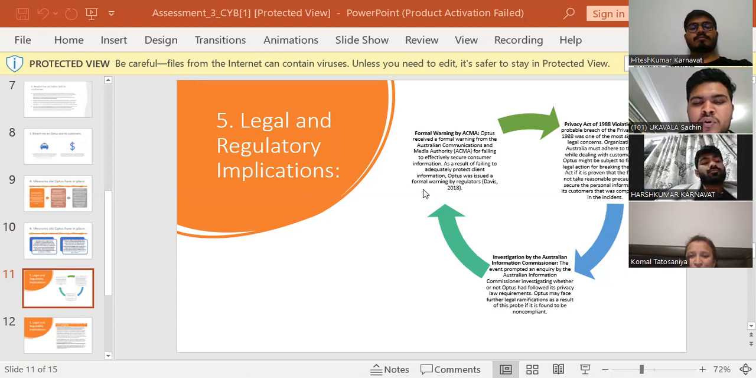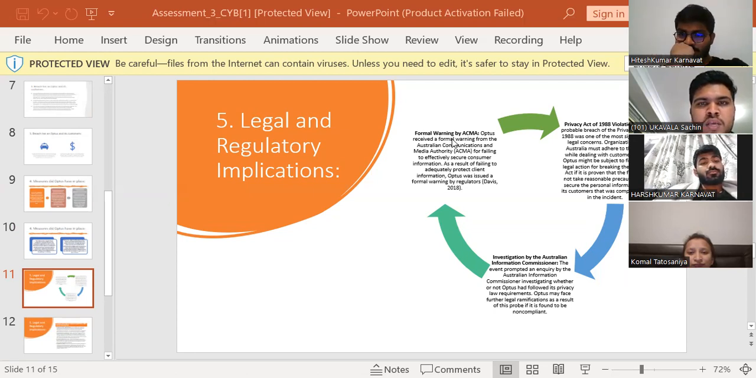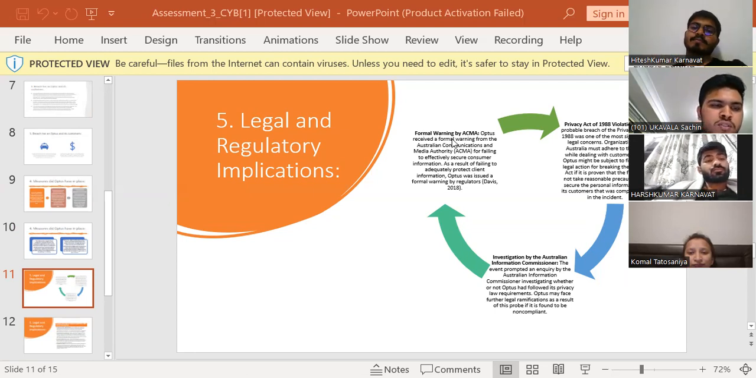The event is being investigated by the Australian Information Commissioner to determine whether or not Optus had followed its privacy law requirements. Optus may face further legal ramifications as a result of this trouble if it is found to be non-compliant. Next slide, presented by Arsh Kumar.